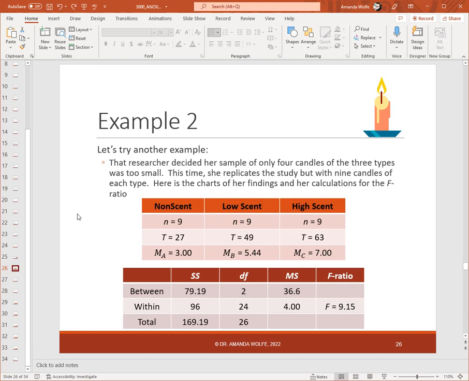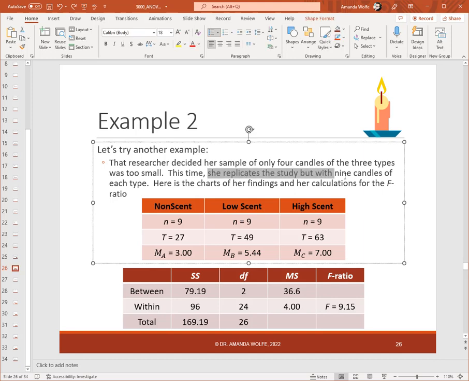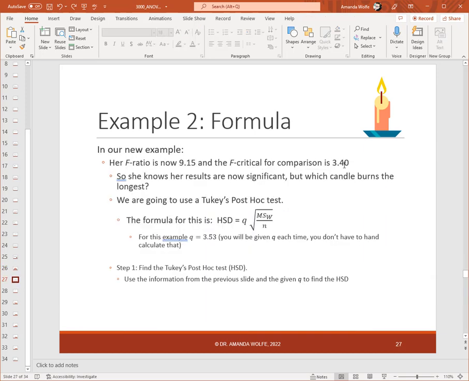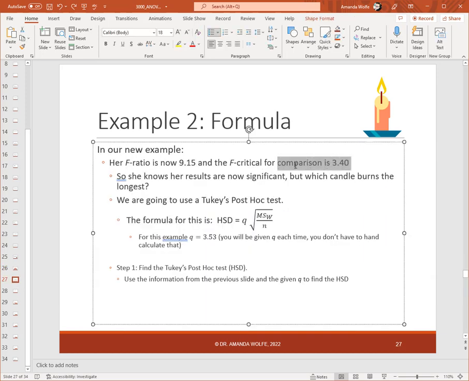So let's try example number 2. Let's say that researcher decided that her sample of 4 candles was too small. So she's going to replicate the study, but with 9 candles of each type. And here are the 2 charts of her findings and her new calculations. As you can see, our new F ratio is greater than the critical value. By the way, the comparison value for this new degrees of freedom combination is 3.4. So absolutely our 9.15 for our calculation is statistically significant.